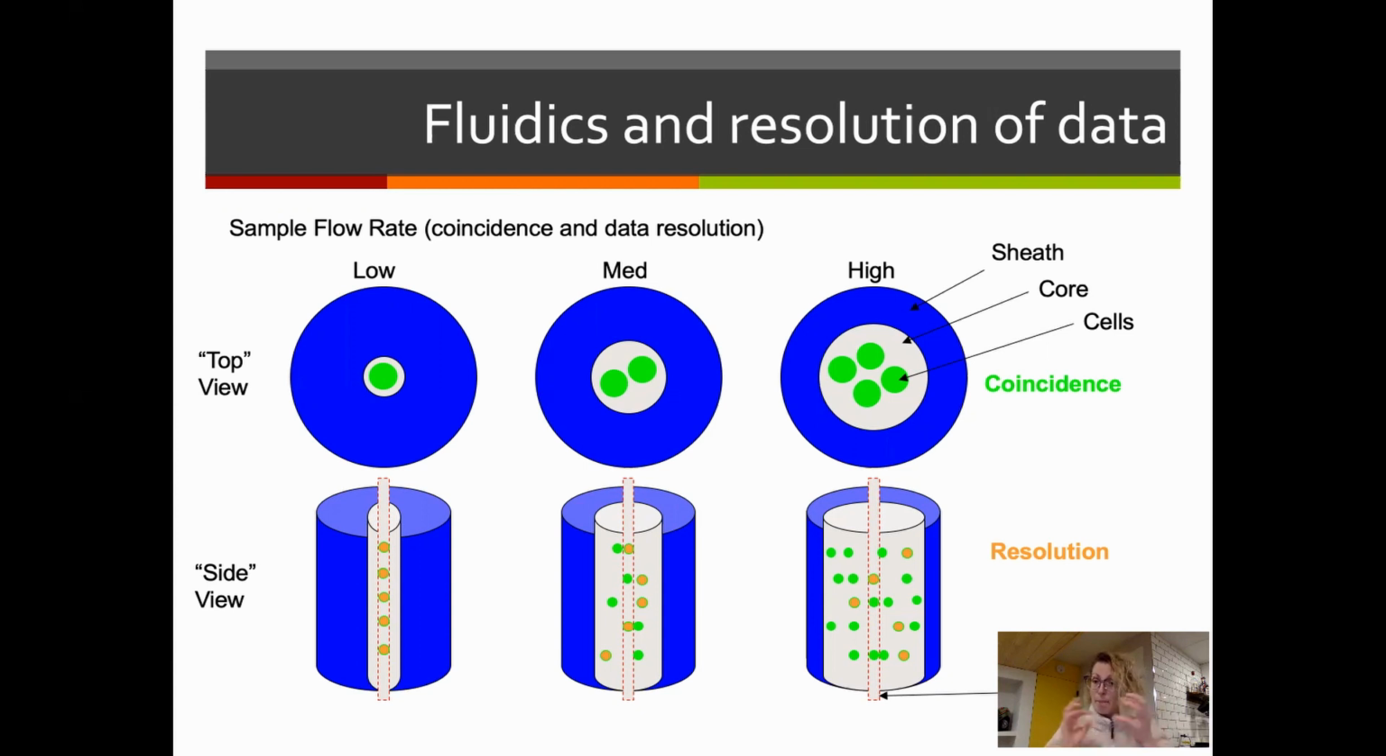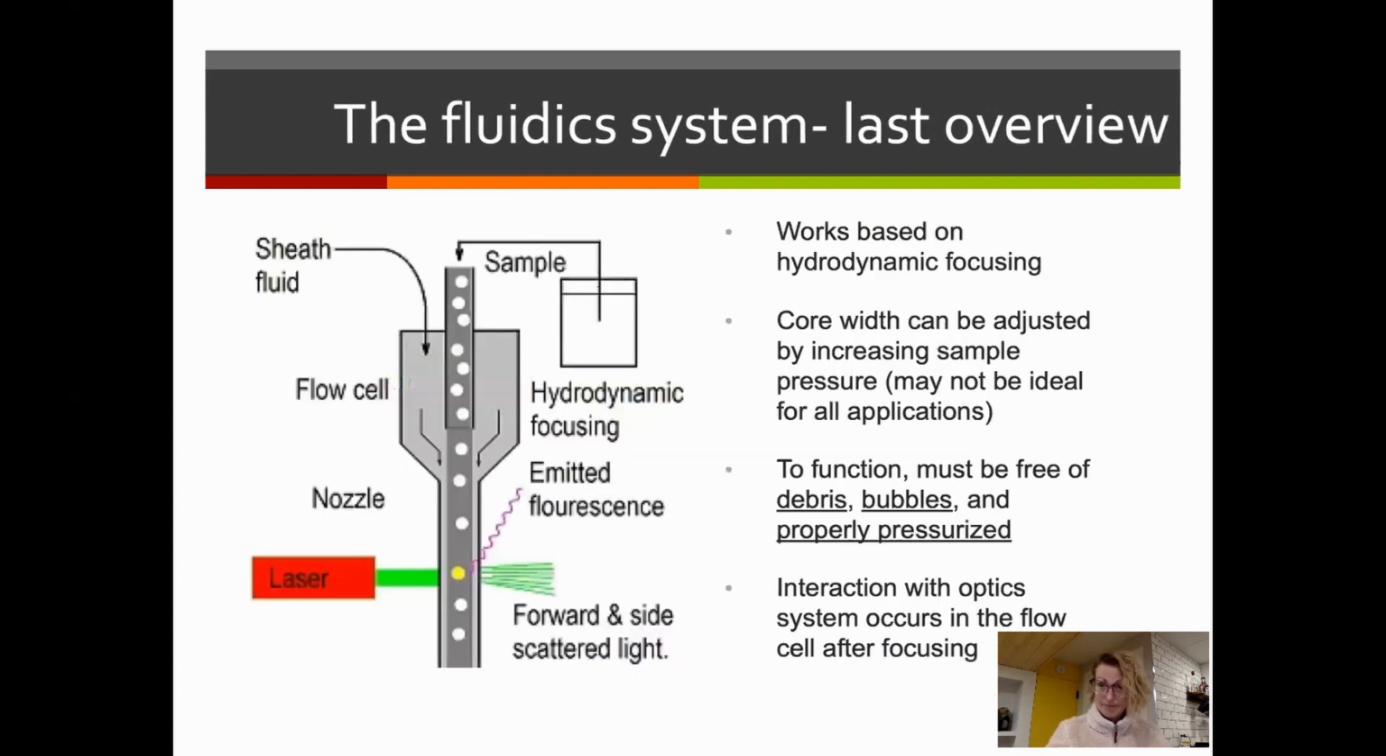You won't have as many multiple cells going through together, so you will have a better understanding of your population of interest. So just to go over this one more time, the fluidic system works on a principle of hydrodynamic focusing. So the sheath fluid runs alongside your sample. It's at a faster speed, so this creates a drag effect, which brings your sample through the machine, but also creates that narrowing effect on your core stream so that your cells ideally go through one cell at a time.